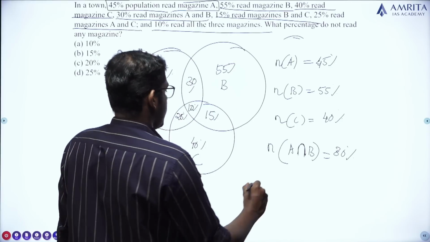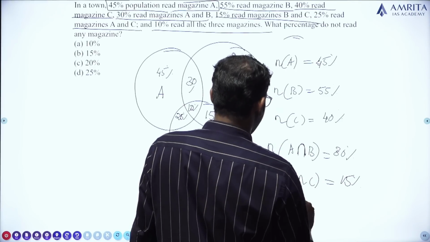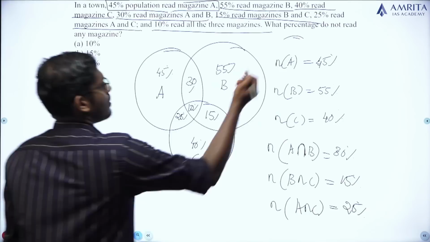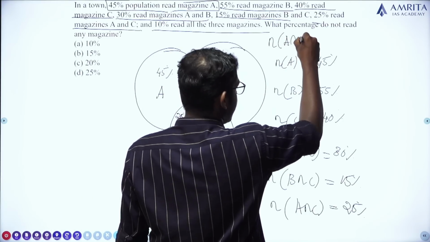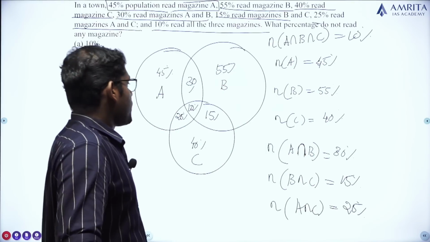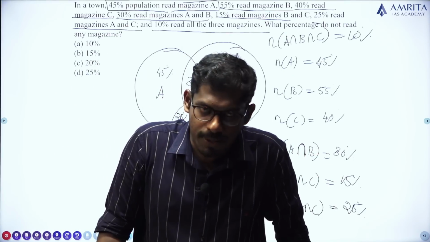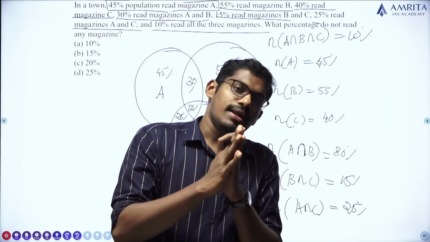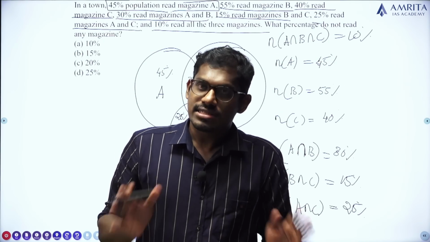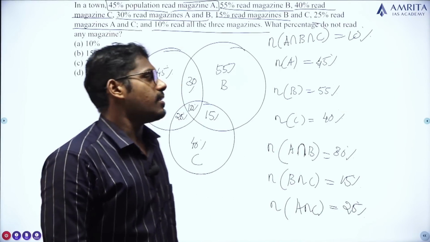Clear? Okay. Then the number of persons reading magazines B and C is equal to 15%. Number of persons reading magazines A and C is equal to 25%. Then I can write the number of persons reading all magazines A, B and C is 10%. So this is the available data before us. Clear? Now we have to find the total number of persons reading at least one magazine. Then we can find the number of persons who do not read any magazine by subtracting the number of persons reading at least one of the magazines from the total number of persons. I will explain that.